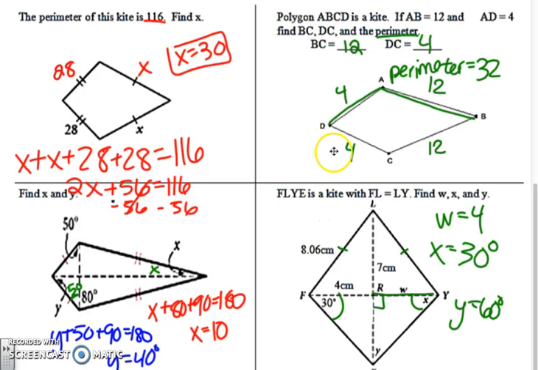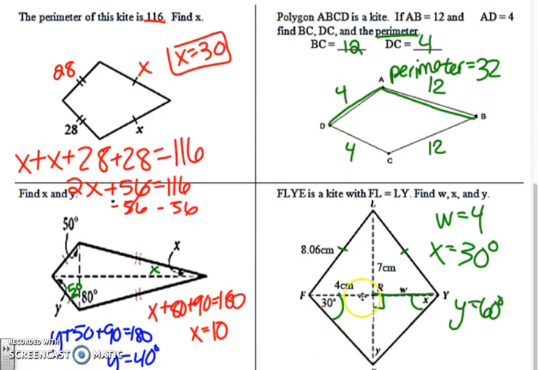Okay, so on this top part, they gave you AB and AD and they wanted you to find their corresponding sides. So BC was 12 and DC was 4. Okay, the perimeter was going to be 32 if you add up all the sides. Okay, so again, sides of a kite aren't that bad.